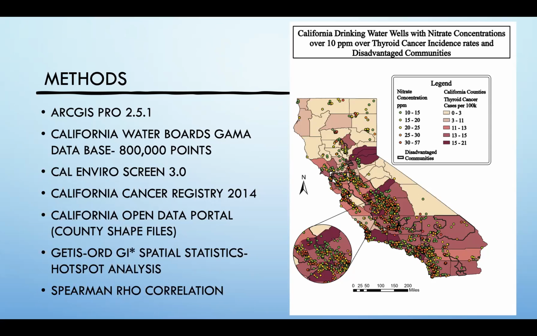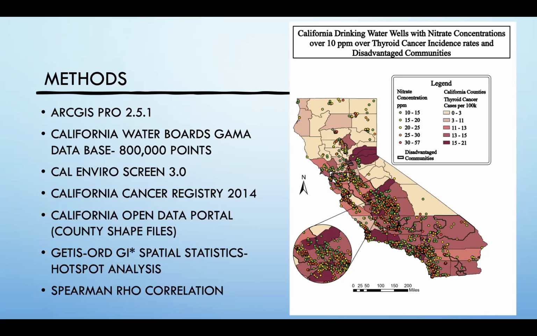There's a lot of data in there going back to the 1900s. We averaged the different well points for their concentrations of nitrogen, and we looked at it in relation to disadvantaged communities, which are outlined in black on the right.